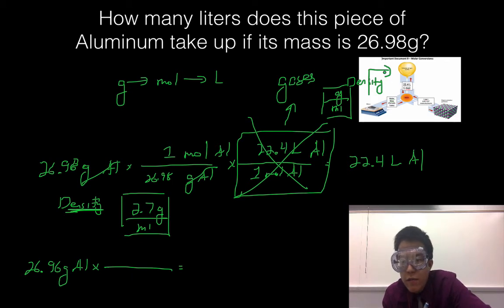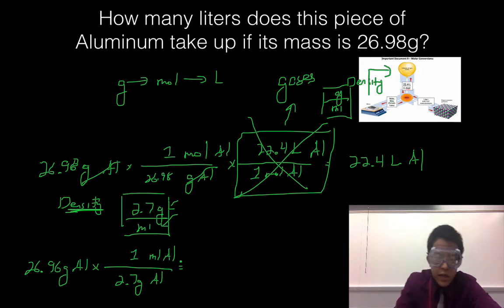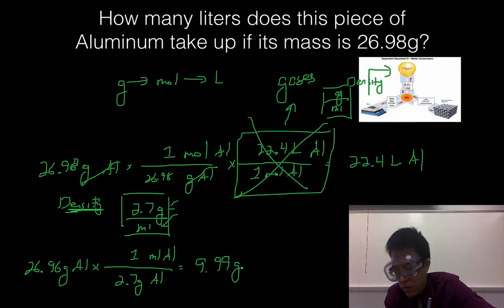I know I can get from mass to volume using the density, because I have the mass and I have the volume, so I have the conversion. I'm going to put my 2.7 grams of aluminum on the bottom, and I'm converting to 1 milliliter of aluminum. If I do that, I take 26.98 divided by 2.7, and that's going to give me 9.99 grams of, sorry, not grams, milliliters of aluminum.